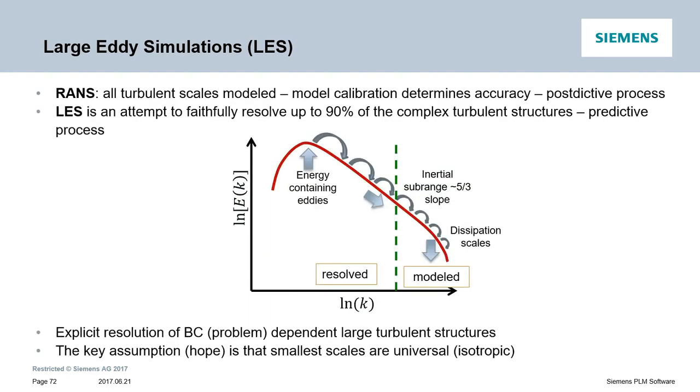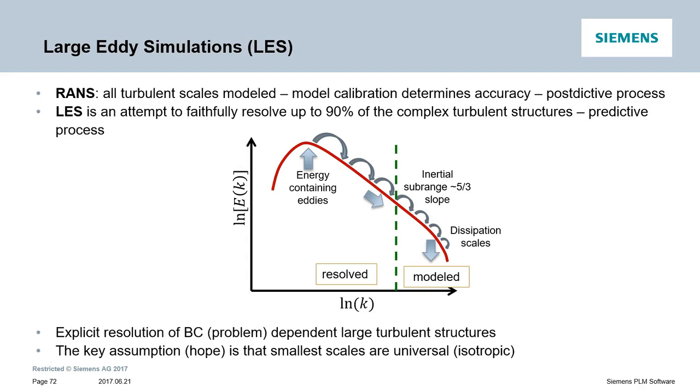So in RANS, all turbulent scales are modeled and model calibration determines accuracy. So it's a postdictive process. While in LES, we attempt to faithfully resolve up to 80 to 90% of turbulent structures, and it's more of a predictive process. So the primary motivation is that the larger eddies extract energy from the mean flow and are highly anisotropic and vary from flow to flow, problem to problem. Whereas the smaller eddies dissipate this energy and are relatively isotropic or universal, meaning they can be easily modeled.